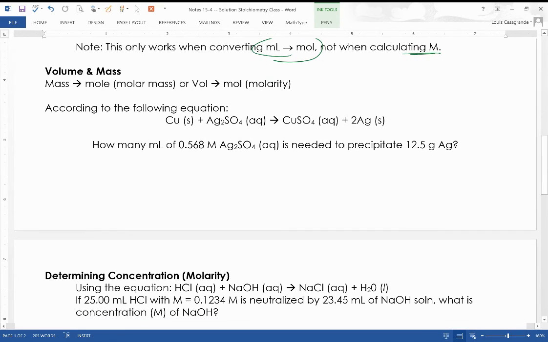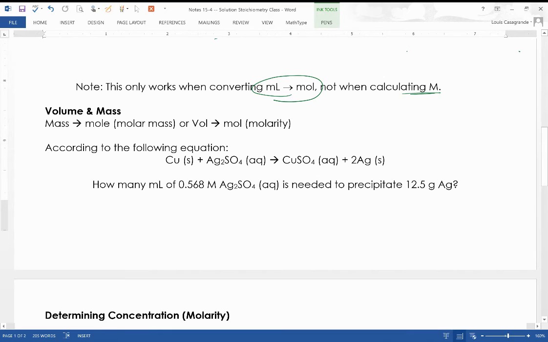The second kind of stoichiometry problem is going to couple one of these volume to moles or mole to volume problems with a traditional mass to mole or mole to mass problem. So you can have a mole to mass and mass to mole using molar mass, and then volume to mole or mole to volume using molarity. So you can actually go, these should be double arrows because you're going to go one direction or the other.